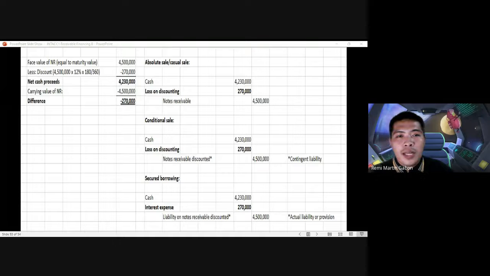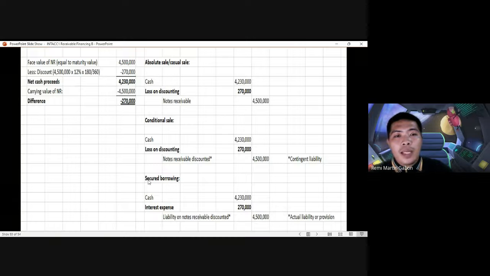So, sige, how do we journalize? Pag absolute sale, debit ng cash for 4,230,000, debit ng loss on discounting 270,000. Bakit loss on discounting? Kasi sale. Pag conditional sale, debit tayo ng cash 4,230,000, debit ng loss on discounting 270,000. Then credit na lang tayo, assume na lang natin yung account na to for journal entry purposes, notes receivable discounted. Okay? So loss on discounting, bakit siya loss? Kasi nga sale, conditional sale.